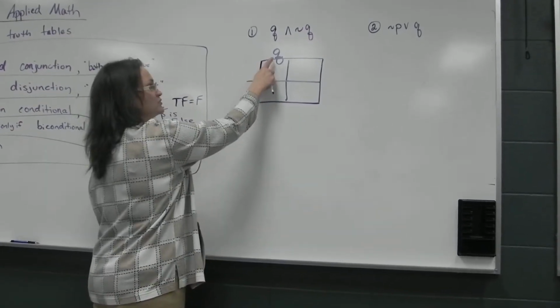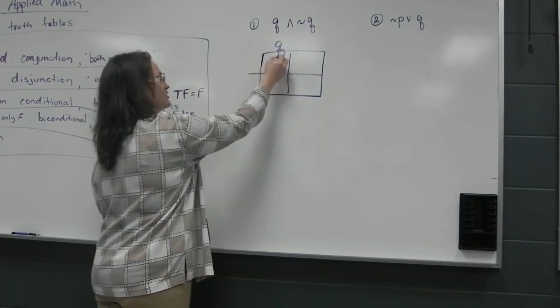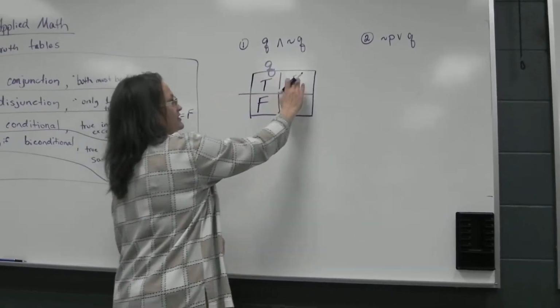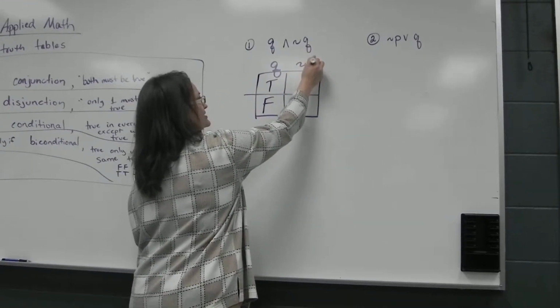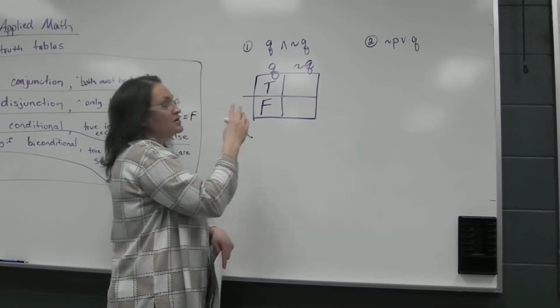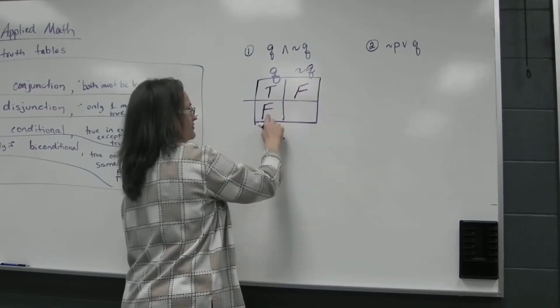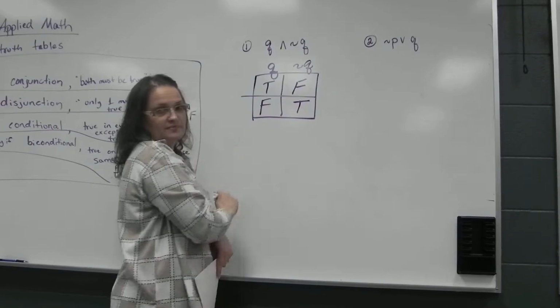There's only two possible truth values for Q. It can either be true or false. So that's imprinted into your chart. Then in the next column, it says now assign what not Q would be. When it does this, that just means look over here and write the opposite. So F will change to T.